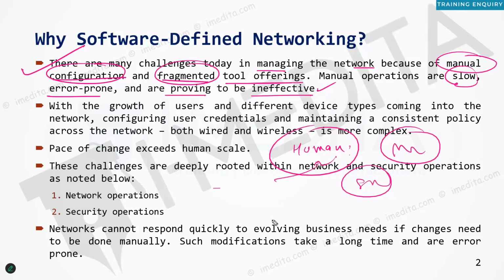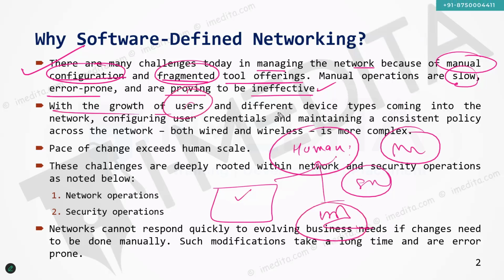Earlier, the humans were fixed at a particular location, but nowadays humans are mobile, roaming from one place to another. With the growth of the users and different device types, such as mobile phones, tablets, laptops, servers, CCTV cameras, and sensors, we have different types of devices in a modern day network.